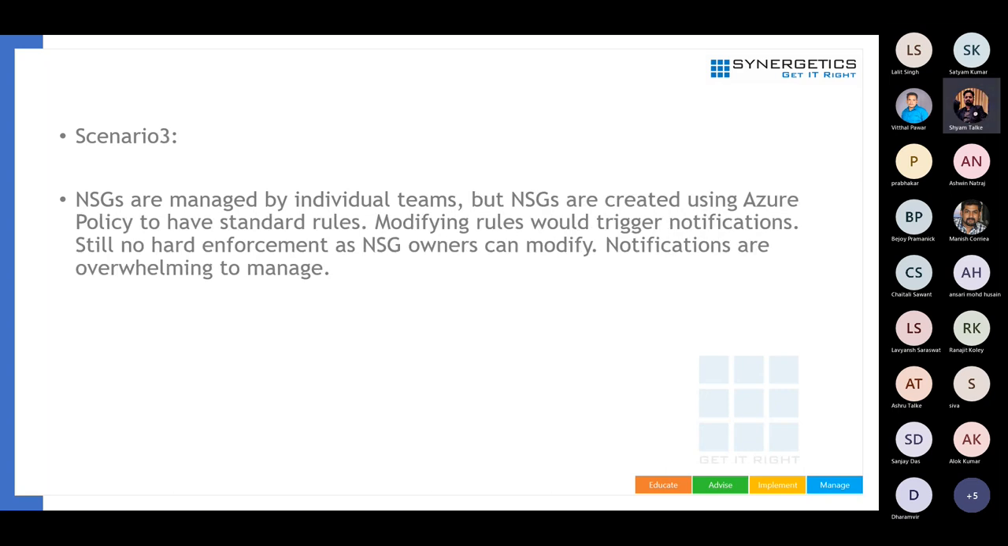And there is scenario three, NSGs are managed by individual teams, but NSGs are created using Azure Policy to have standard rules. This will be your next step. If you have multiple NSGs, it's obvious to make them automated, because managing a single NSG manually is almost impossible. So modifying rules would trigger a notification. Every time a rule is modified, you will get an alert. And there's still no hard enforcement, as NSG owners can modify. Because they have full control, they will always modify it. And there is no strict enforcement.